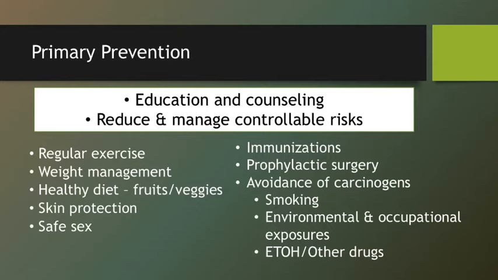Now, primary prevention, education, and counseling geared toward reducing and managing controllable risks. We're addressing the risk factors that we can change, like diet and exercise, weight management. The risk of getting cancer if somebody's overweight increases geometrically with each BMI category you go up. People who are very obese, with a BMI of greater than 45, are at incredible risk for cancer. But even just having a BMI of greater than 25 increases your risk.